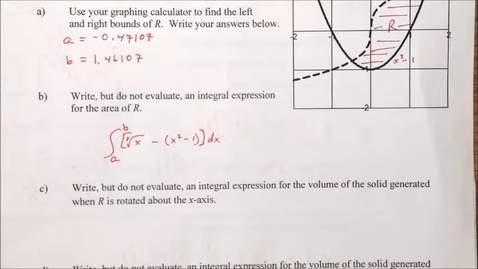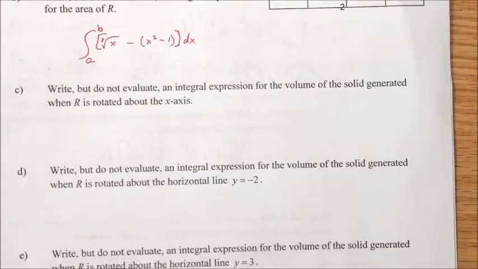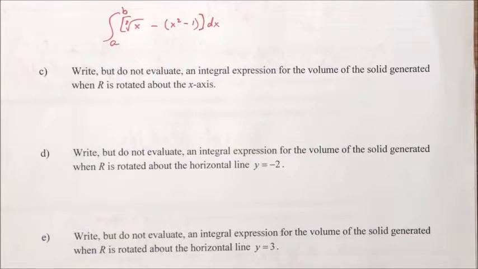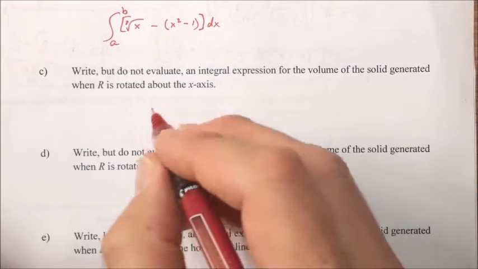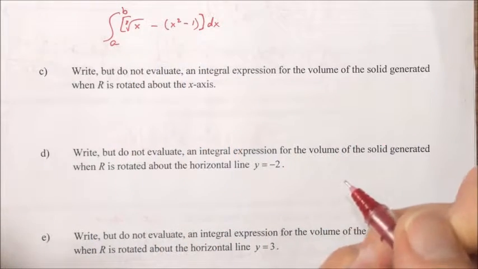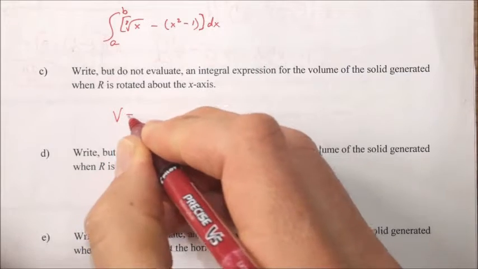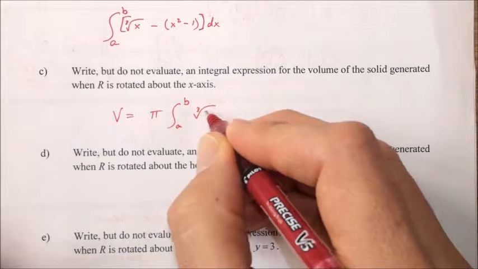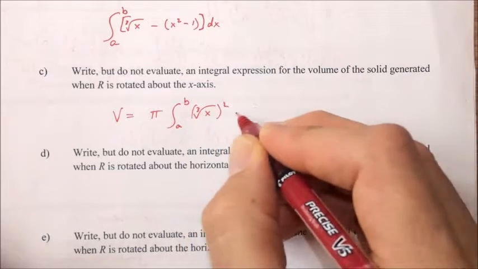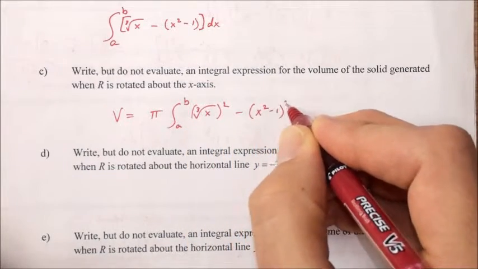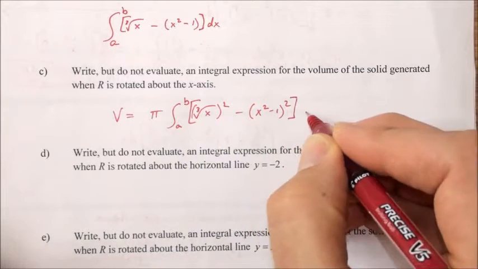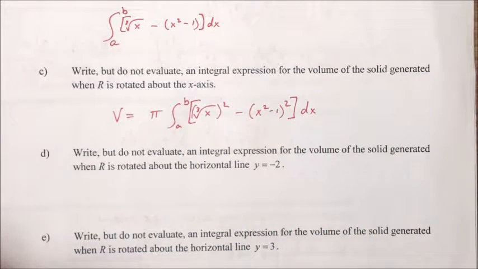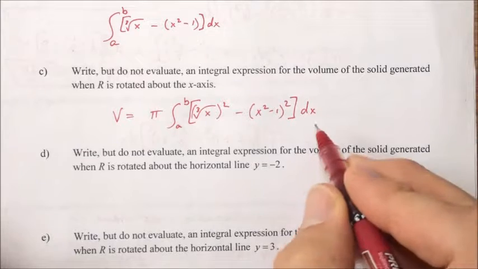Okay, now part C. Write but do not evaluate an integral expression for the volume of the solid generated when R is rotated about the x-axis. Okay, so we're having the same order here. It's just that everything's going to be squared, all right, with pi out front. So pi times the integral from A to B, cube root of x wrapped and squared, minus x squared minus 1 wrapped and squared, and the whole thing with the differential dx at the end.